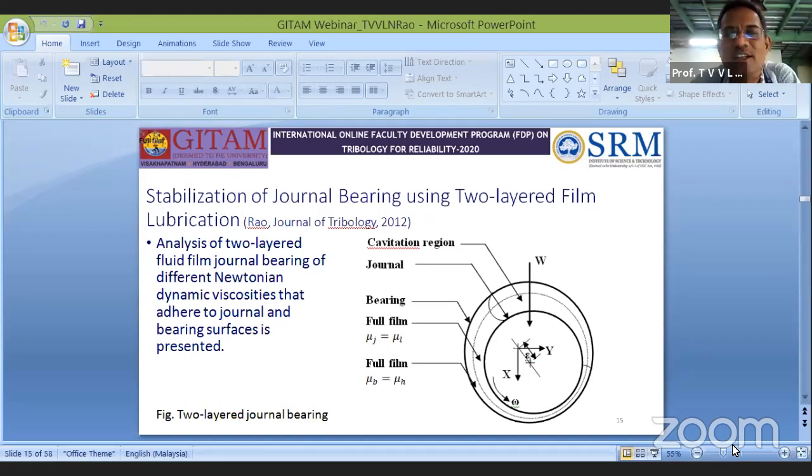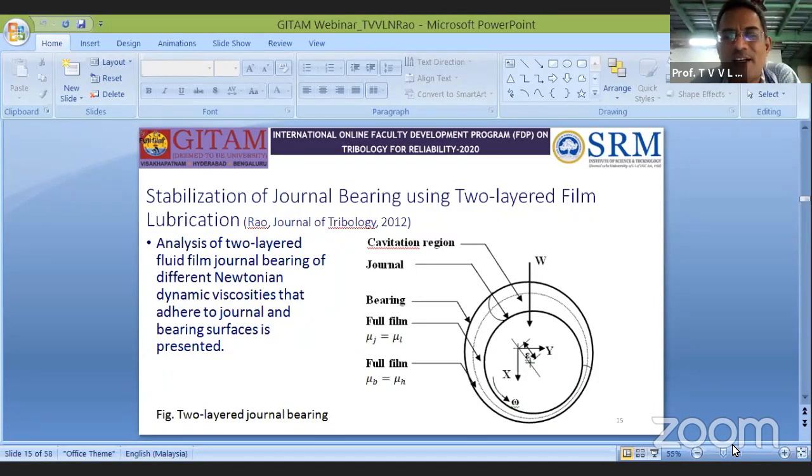Now coming to the two-layered film lubrication, this schematic shows two layers. The dotted line shows the boundary between the two layers. To put it in a simple way, we have a base fluid adjacent to the journal, and a very high viscous fluid adjacent to the bearing.